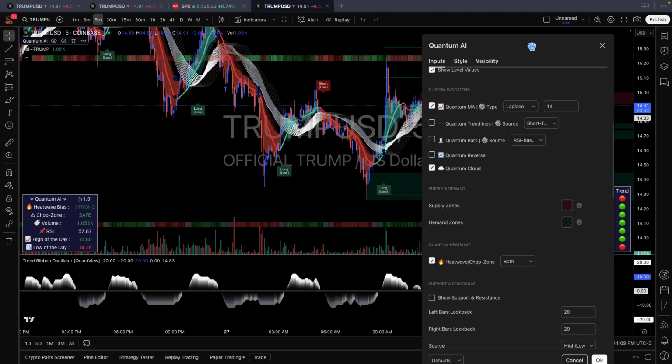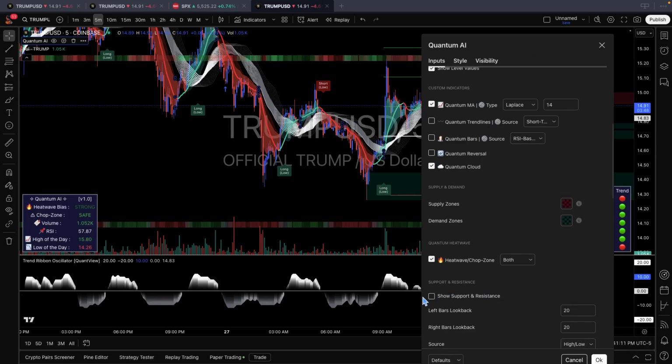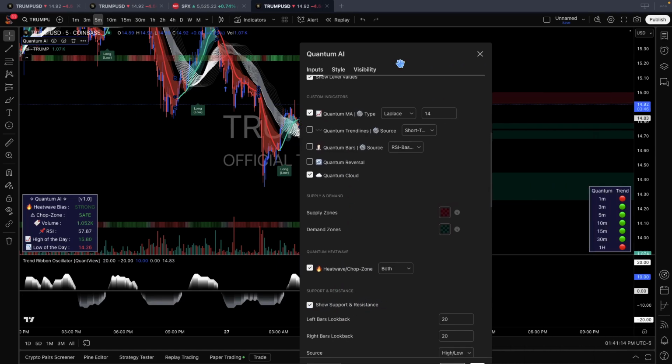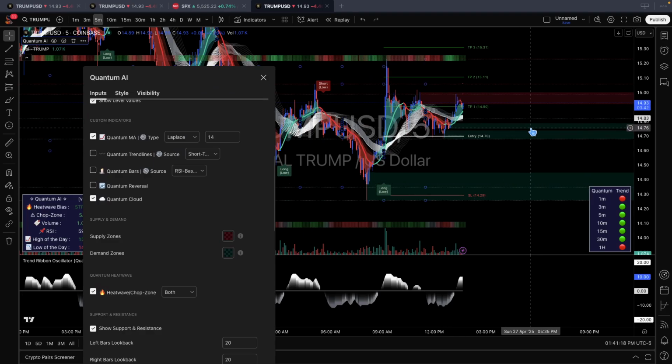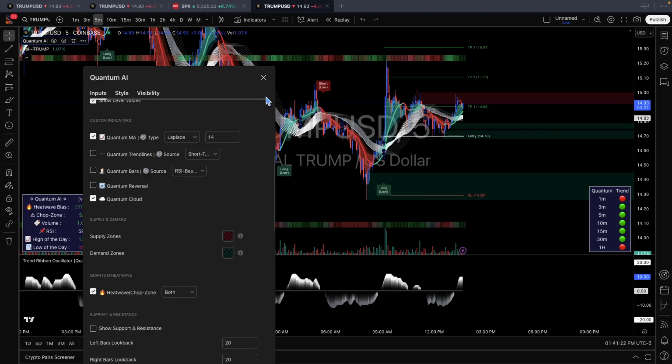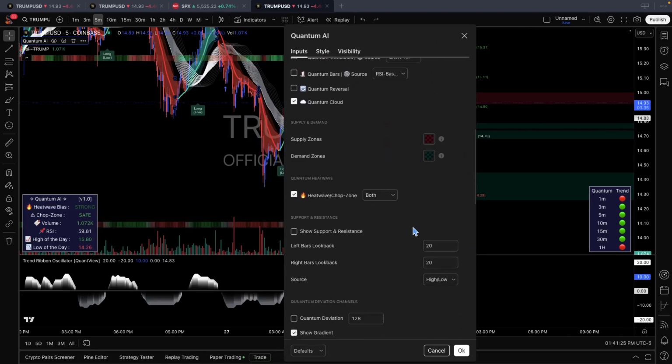Up to you. Show support and resistance. I mean, you don't have to. I don't typically use it because I use these as the support and resistance levels anyway. See how they're pretty matched up. So that's totally your call.